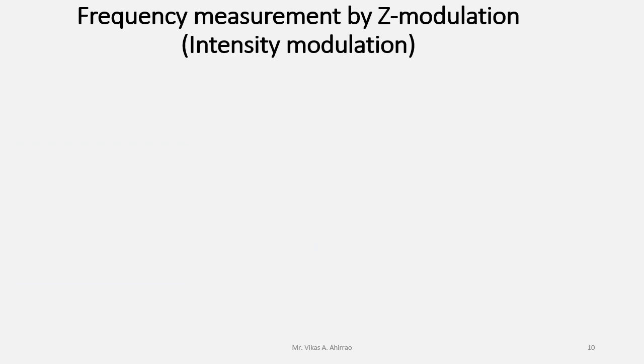In the second part, we will go for frequency measurement by Z-modulation technique. This is also called as the intensity modulation. The name Z-modulation is because the channel Z is used for the application of the unknown frequency, and the name intensity modulation is used because the intensity of the resultant pattern will get modulated.